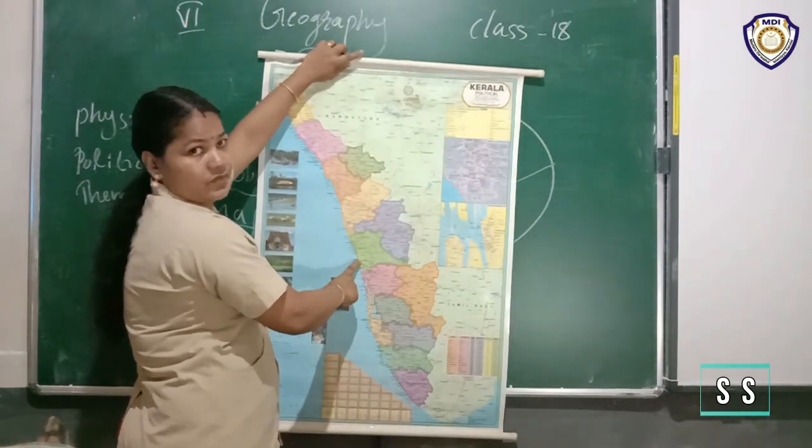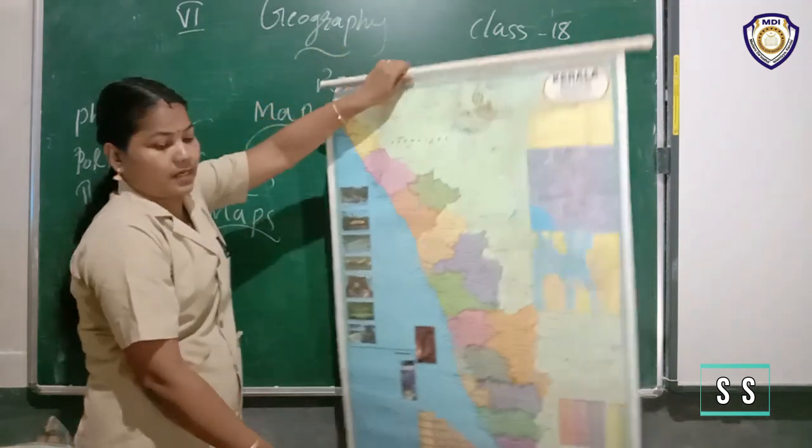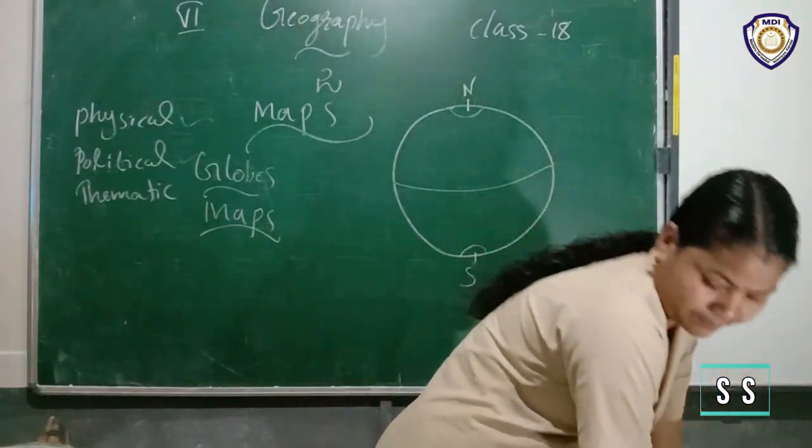Okay, it is called a political map. But do you know what is the speciality of a political map? Okay, listen. Here, with the help of a political map, we can identify.